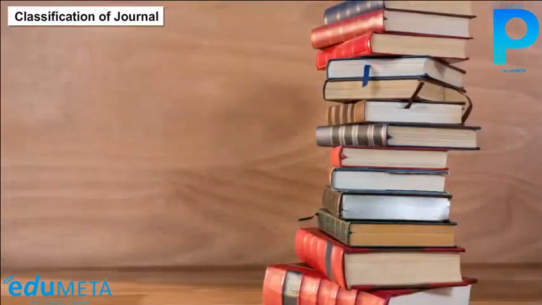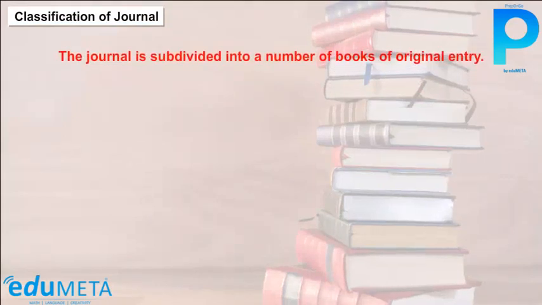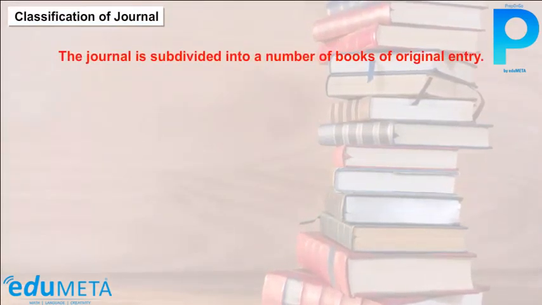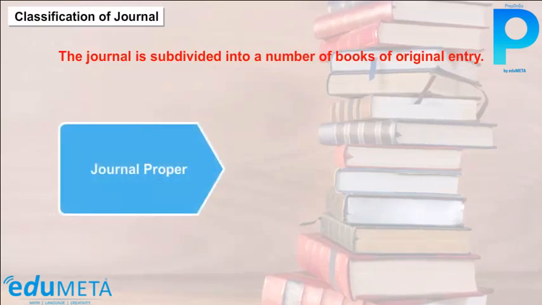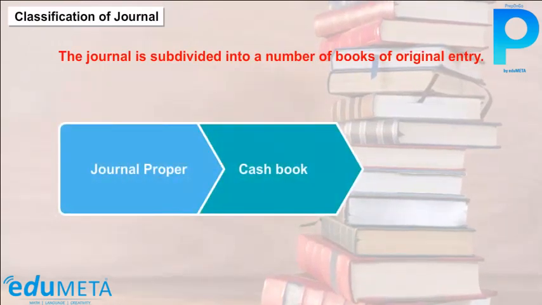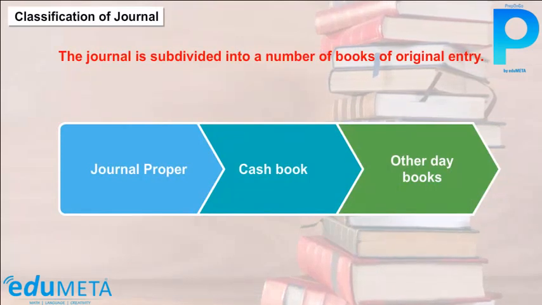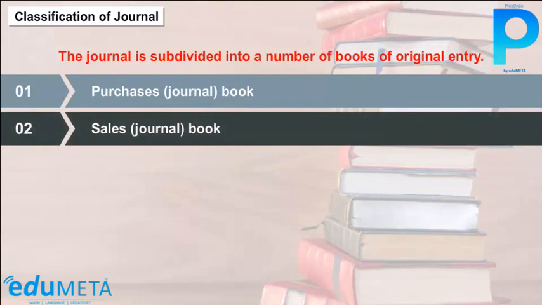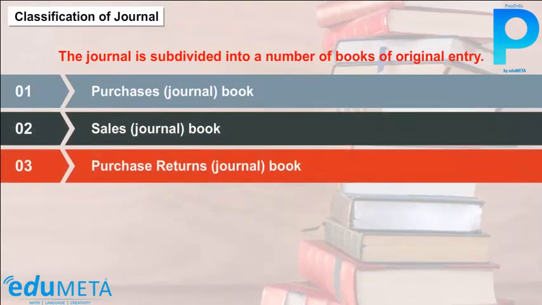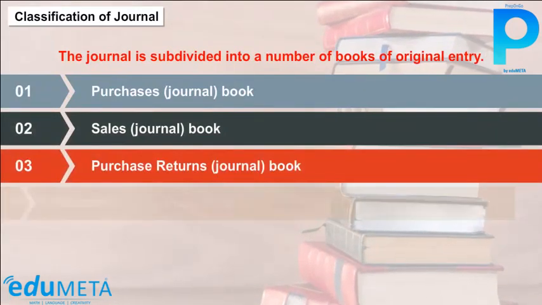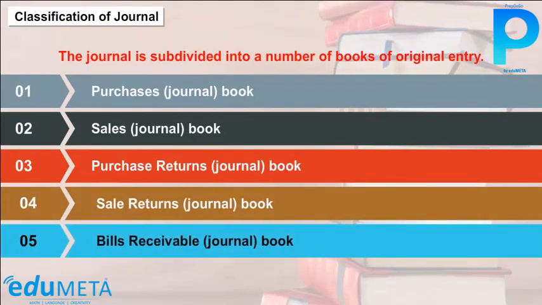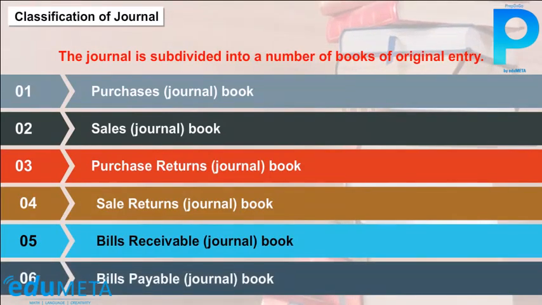Classification of journal. The journal is subdivided into a number of books of original entry. These are: A. Journal proper, B. Cash book, C. Other day books: 1. Purchases journal book, 2. Sales journal book, 3. Purchase returns journal book, 4. Sales returns journal book, 5. Bills receivable journal book, 6. Bills payable journal book.